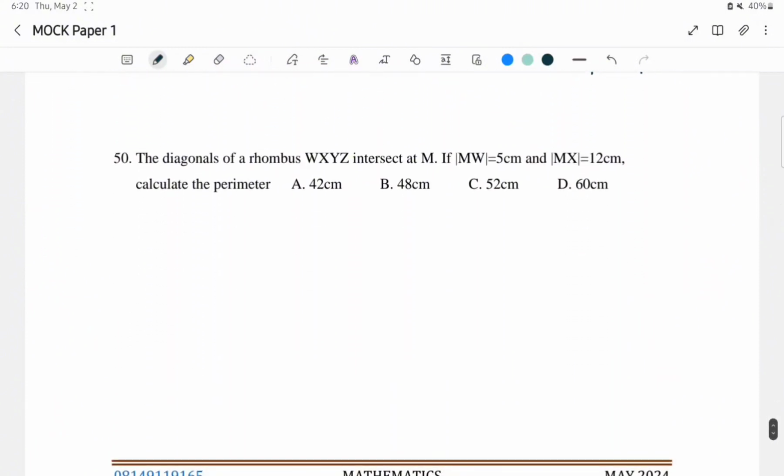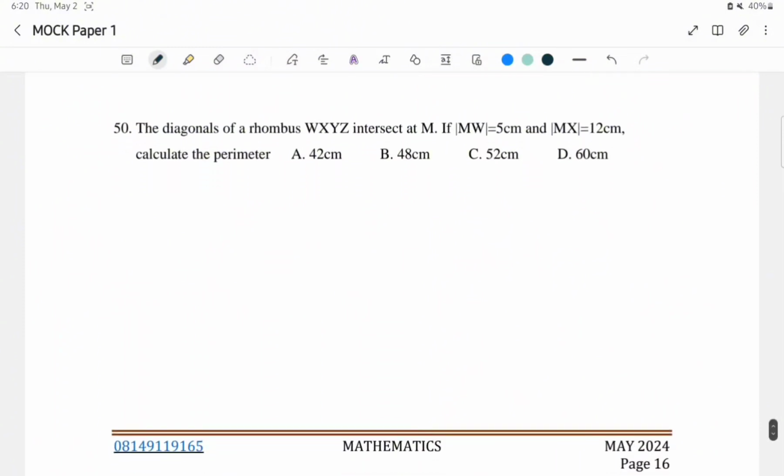And lastly, question 50, the diagonals of a rhombus. Let's say this is our rhombus W X Y Z. The diagonals intersect at M. Okay. So this is the first diagonal, and this is the second.